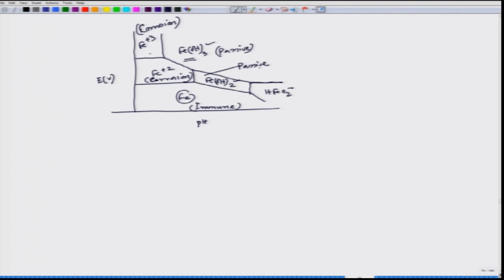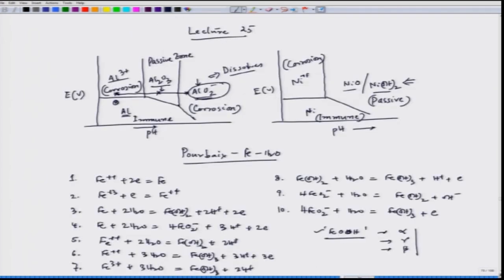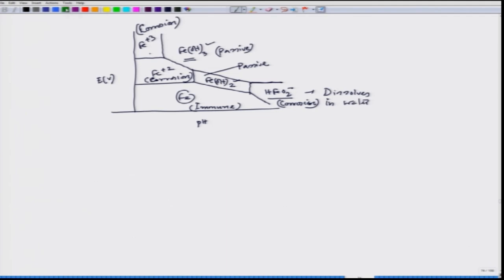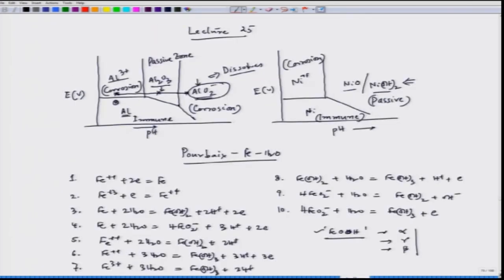Now, interestingly, just like in case of aluminium, we have one complex iron ion, which is HFeO2 minus, this also dissolves in water easily. So again this zone definitely will be a corrosion zone. And then if I try to indicate with schematic, here also I can note down those reactions. For example, if I note down with a different color, red color, let us say, this is reaction 1. I simply write with the bracket 1. This is reaction 2.